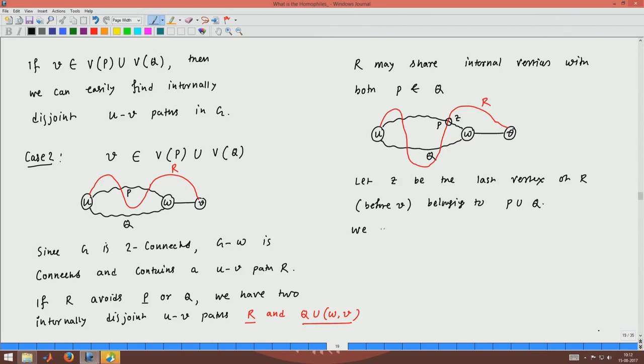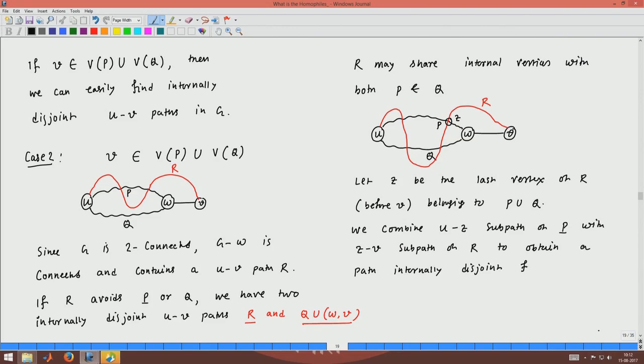So, we combine the UZ subpath of P with the ZV subpath of R to obtain a path internally disjoint from Q union WV. So, what is the meaning of this one?